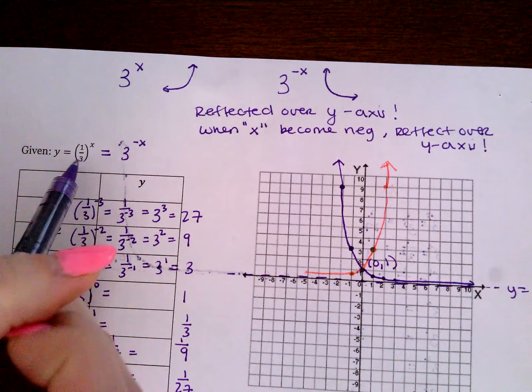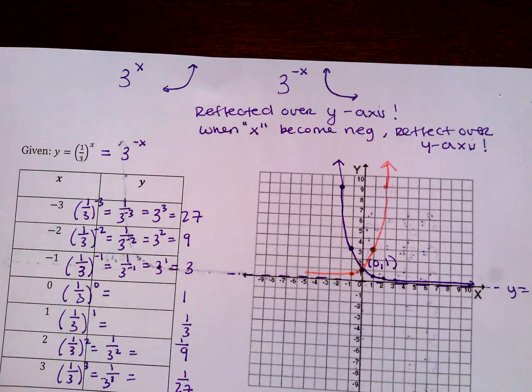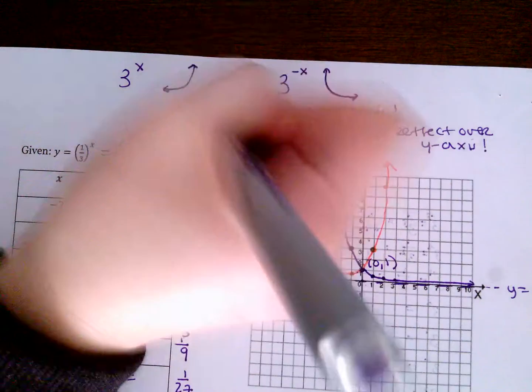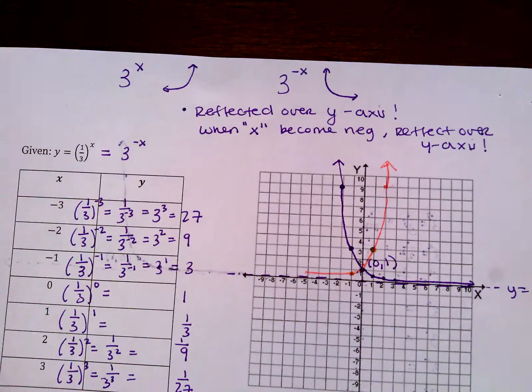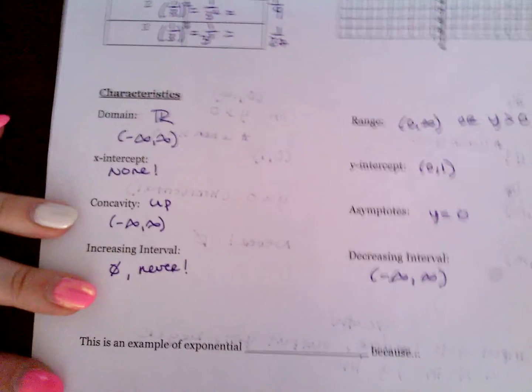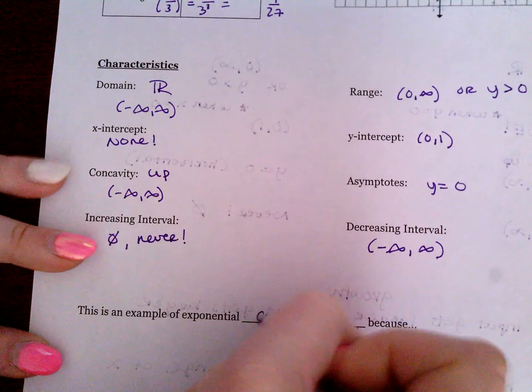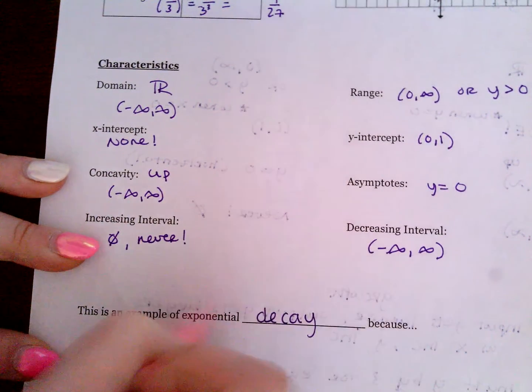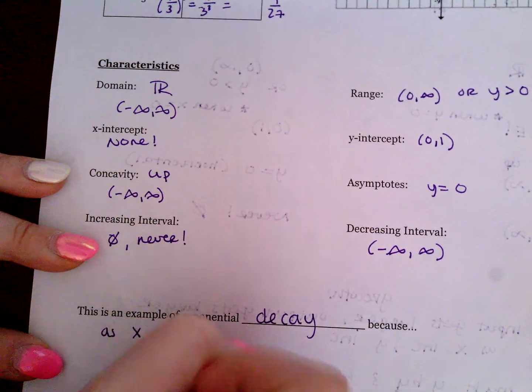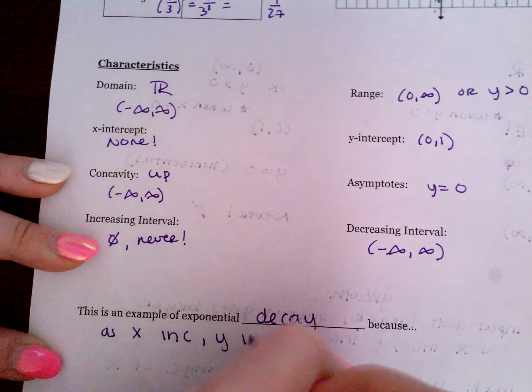Good connection to make. So if we just look at the end of this right now, this is an example of what we call exponential decay. As x increases, y is decreasing. And not just decreasing, it's being divided by 3 or multiplied by 1/3, which is the base, right?